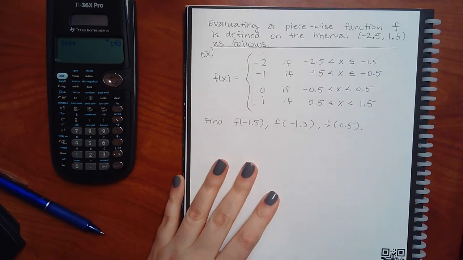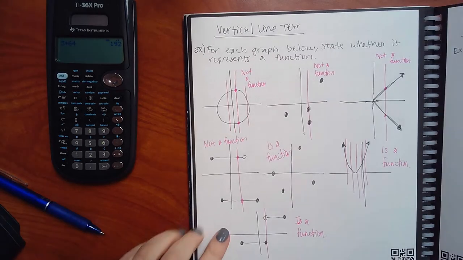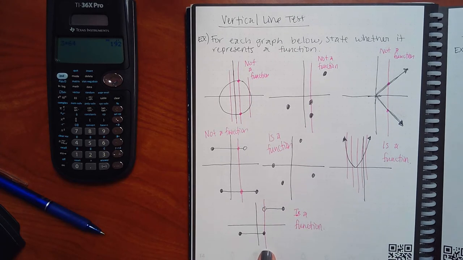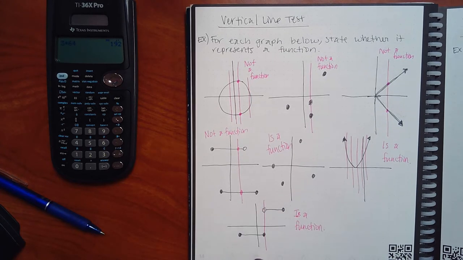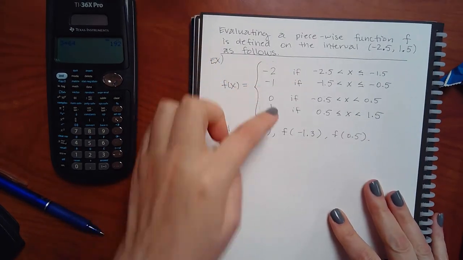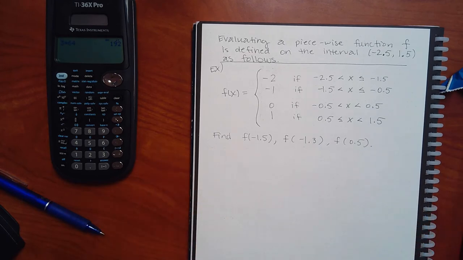So here we've got evaluating a piecewise function defined on this interval as follows. So basically it's like 4 baby pictures in one picture. Okay? An example of 2 baby pictures is like this, right? You've got this little line here and this little line here. This is a piecewise graph. That would be like 2 parts. I just have 4 parts of it, okay, instead of just 2. But this is what it would look like if I were to write the equation of that graph, okay?